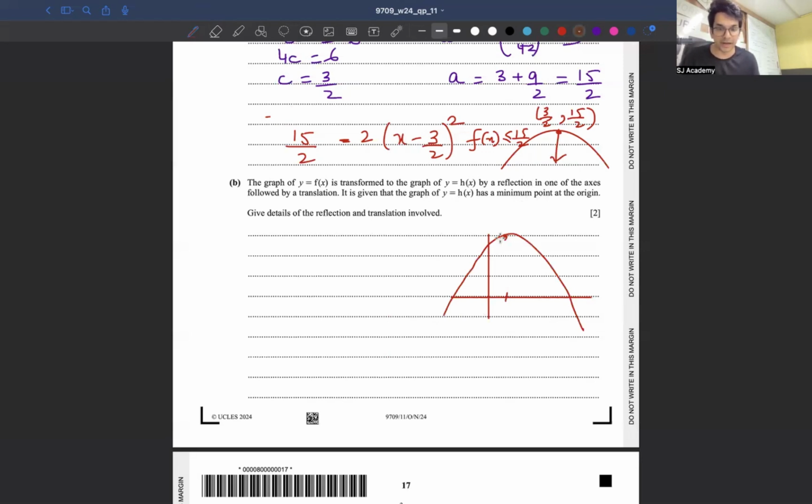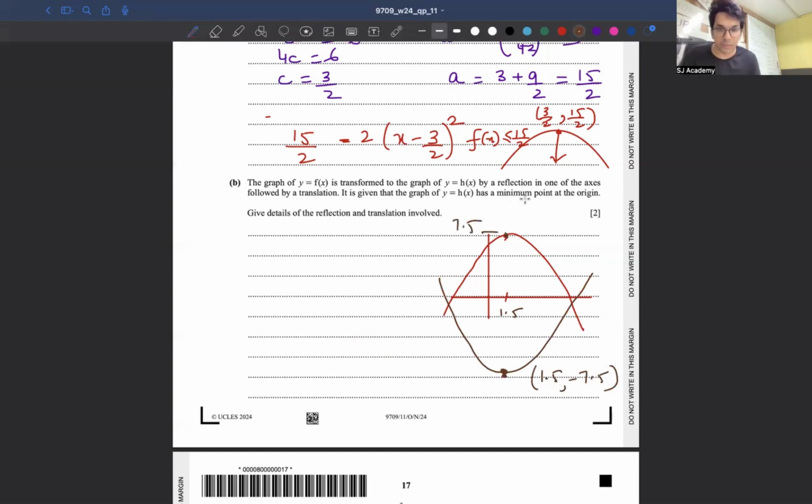Minimum point means this graph has been inverted. It means it has been reflected in the x-axis. So in the first step, we'll reflect it in the x-axis. So this point 1.5, 7.5 will become 1.5 comma minus 7.5. The graph will become like this in the first step, and these coordinates will be 1.5 comma minus 7.5, as at this point the value was positive 7.5.